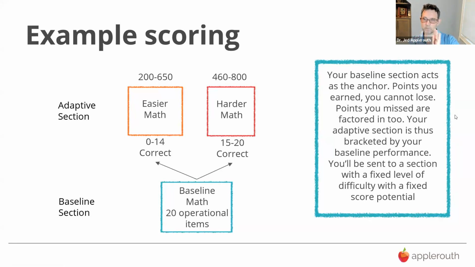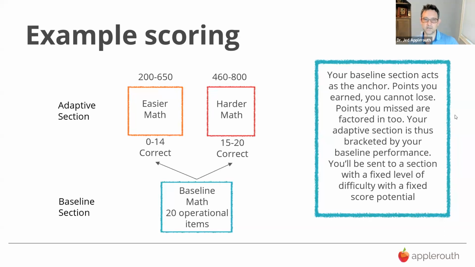Here's how the scoring works. I will answer some of these questions as well with these slides. So the baseline math section, you have 20 items that are operational, 2 experimental. If I get about 2/3 right when I finish that baseline module, they're going to route me to the harder module, which will be harder problems on average.